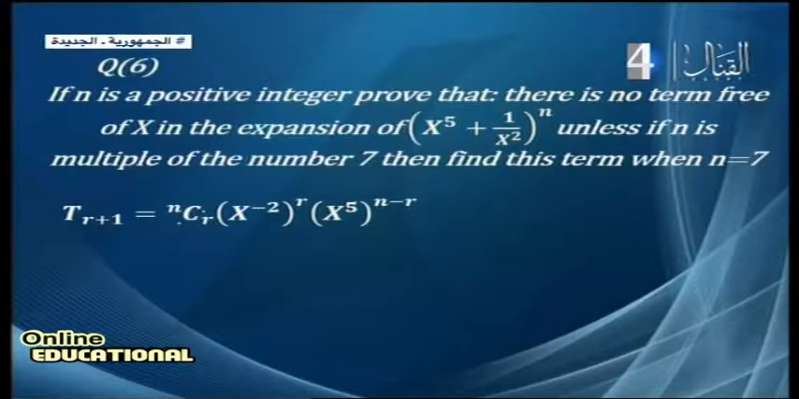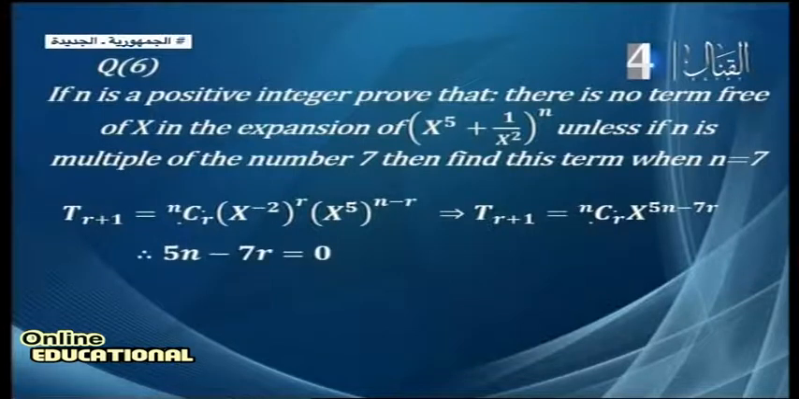In this term, what is the power of x? nCr x power 5n minus 7r. We must have 5n minus 7r equals 0. Why? Free term. Then r equals 5n over 7.